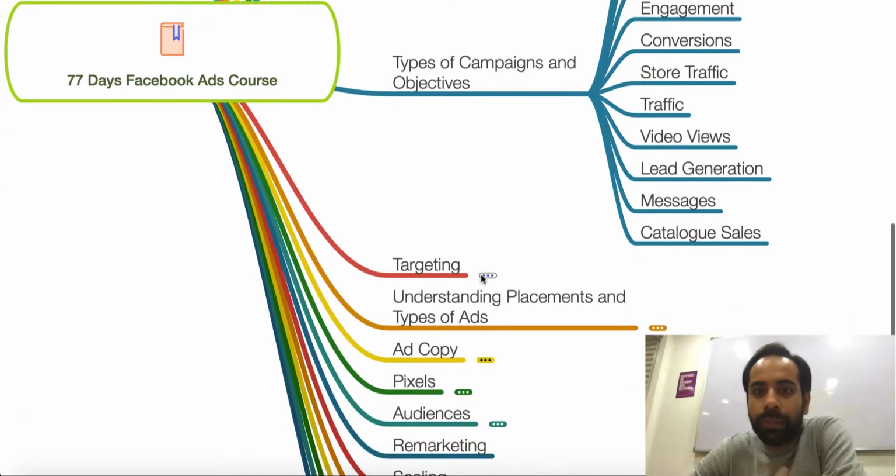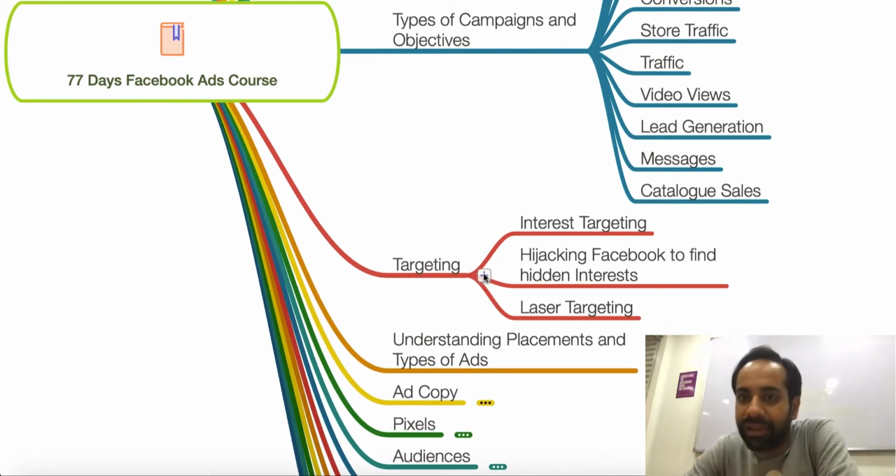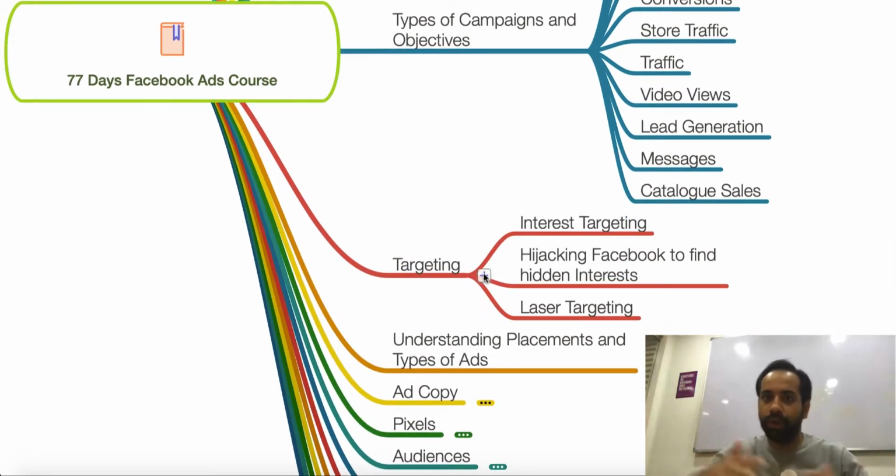Then we're going to talk about targeting. This one is one of my favorites. We're going to talk about interest targeting, and all the other forms of targeting present on Facebook. Then we're going to talk about hijacking Facebook to find hidden interests. This one is really, really special. And then we're going to talk about laser targeting. I even have a dedicated course, the Laser Targeting Masterclass. I'm going to include all of it inside this.